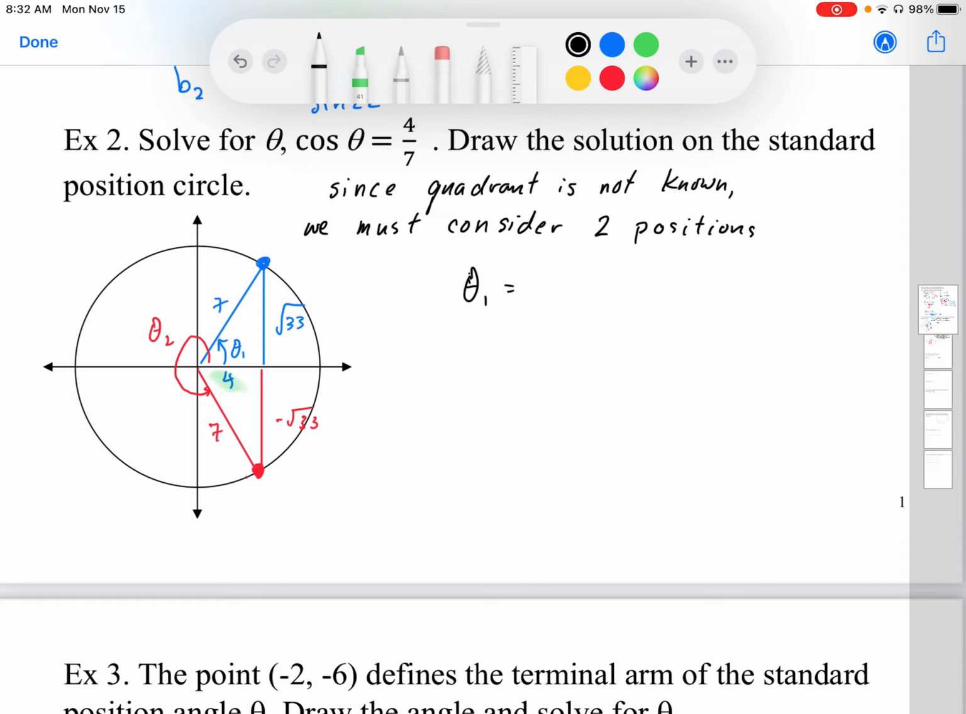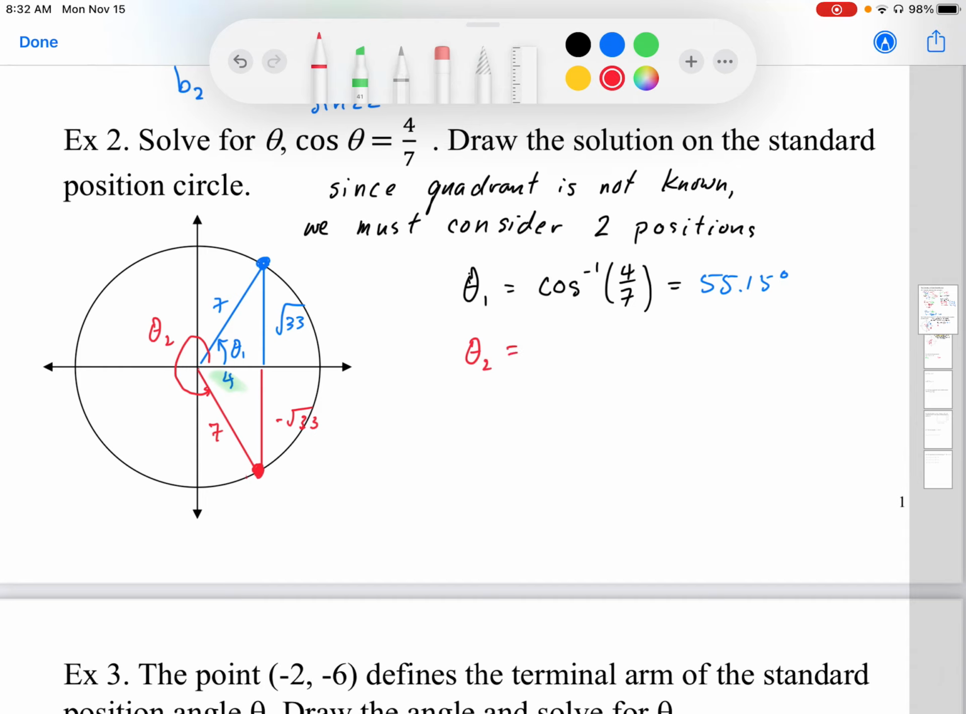Okay, so I'm going to do an inverse cosine of that ratio. And when I do the inverse cosine of 4 over 7, it gives me a quadrant 1 angle of 55.15 degrees. Now that happens to be theta 1. That's the one that I've drawn in blue here. That's a quadrant 1 angle. There is also the quadrant 4 angle, which we'll call theta 2.